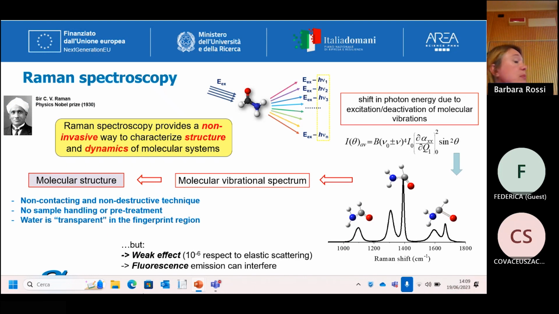For people who are not so familiar with Raman spectroscopy, this technique takes its name from Sir Raman, Nobel Prize winner, who first discovered this effect. It is a relatively simple effect that we observe when monochromatic light interacts with a sample. A part of this light is scattered.